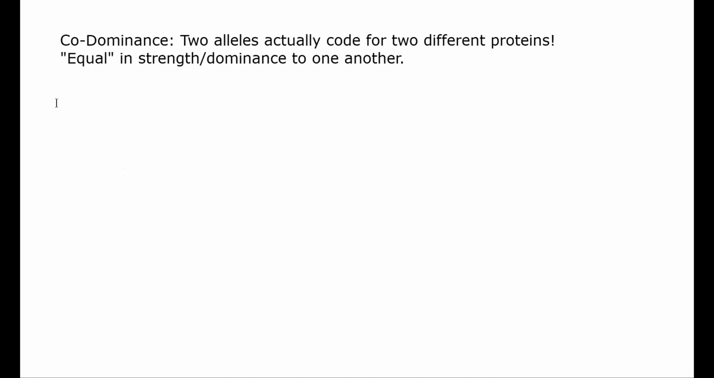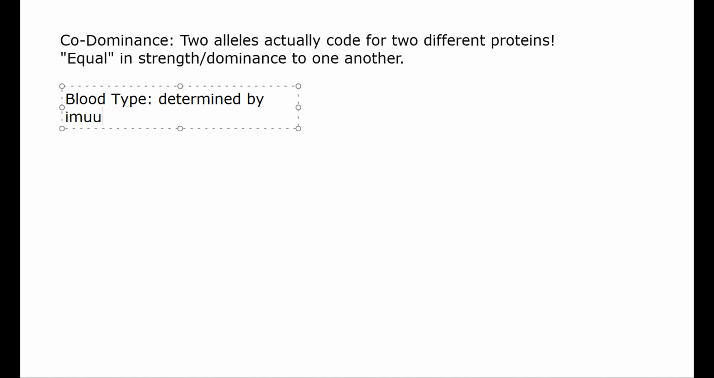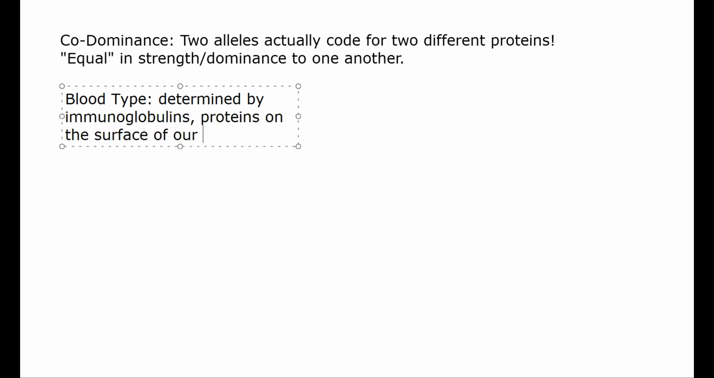A better example of codominance is in our blood typing. Blood type is determined by these proteins. Actually, they're technically carbohydrates, but for purposes of our class, we'll call them proteins. They're called immunoglobulins. These are proteins on the surface of our red blood cells.